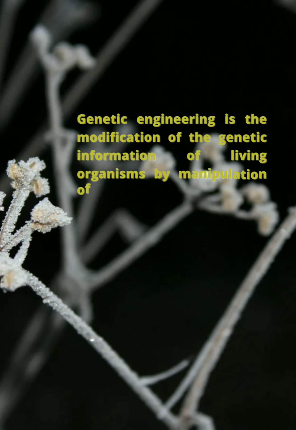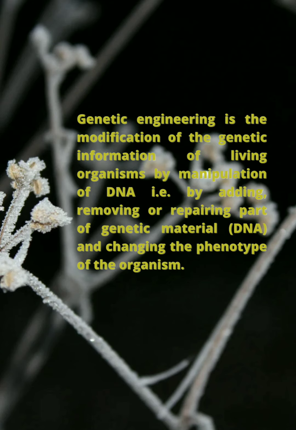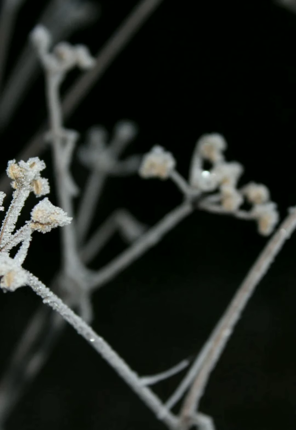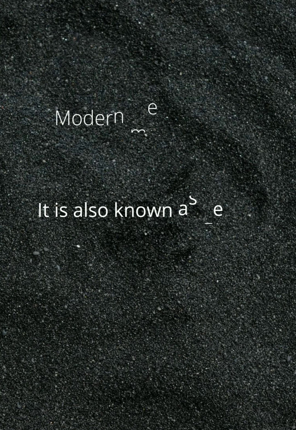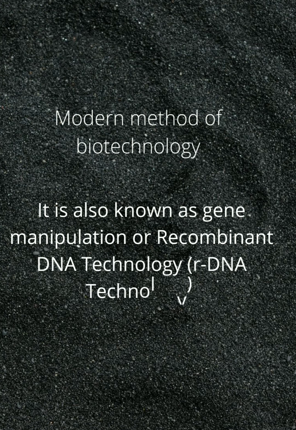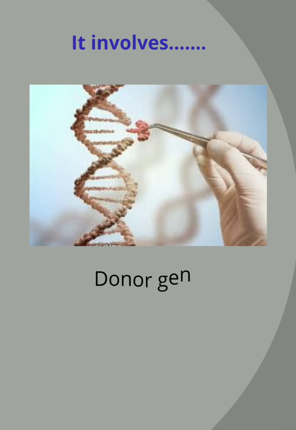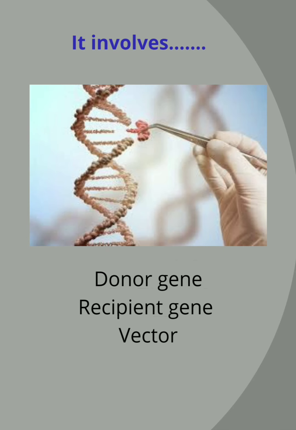Genetic engineering is a modification of genetic information of living organisms by manipulation of DNA, like by adding, removing, or repairing part of genetic material and changing the phenotype of the organism. Paul is considered the father of genetic engineering. It is one of the modern methods of biotechnology and is also known as gene manipulation or recombinant DNA technology. It involves three components: donor gene, recipient gene, and vector.